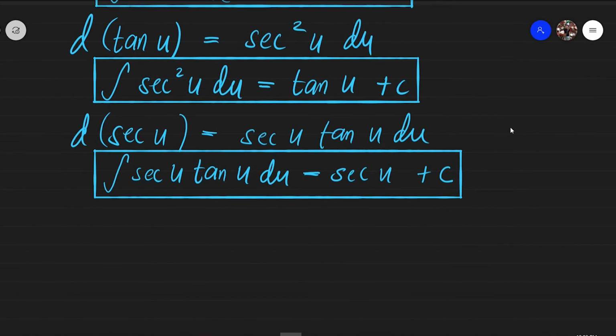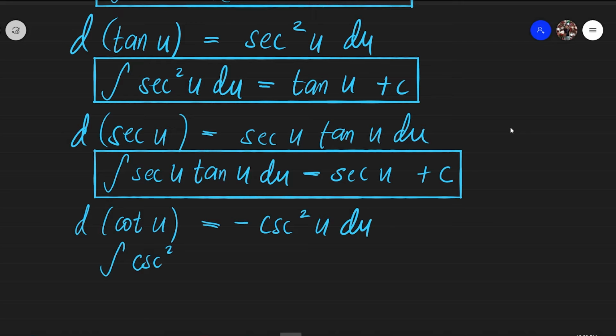And we also have the differential of cotangent u. This is equal to negative cosecant squared u du. And so if we integrate cosecant squared u, not including this negative sign here, so we have the integral of cosecant squared u du, this will be equal to negative cotangent u plus the arbitrary constant c. So this is another formula.